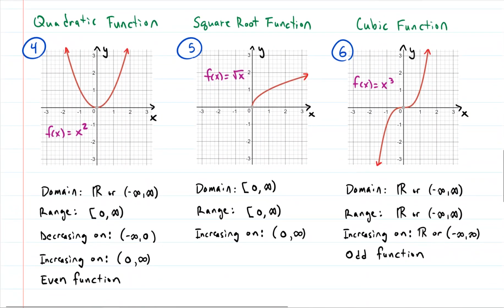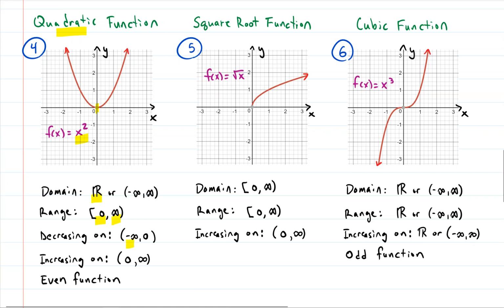Function 4, the quadratic function, you probably have seen this. It's often called a parabola. It has a vertex here at (0, 0), and then goes up to the right and left. And the functional form is y equals x squared. The domain is all real numbers. The range starts at 0 and goes to positive infinity and includes 0.